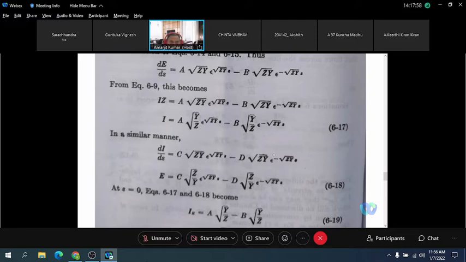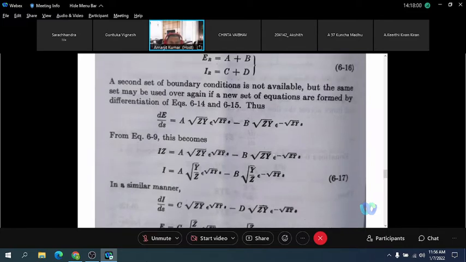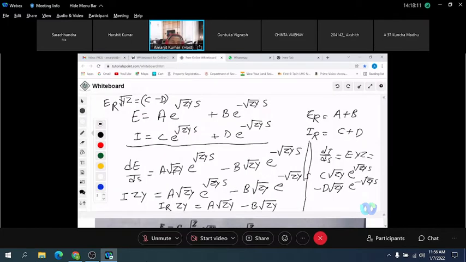Is this okay or not? Sir, dE by dS will be IZ, and we have written IZY. No problem. See, good. So dE by dS is not IZY. It is I into Z. So in exam you be careful, okay? This is dE by dS is equal to IZ. Similarly, dI by dS is equal to E into Y.